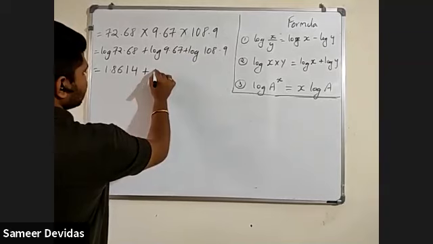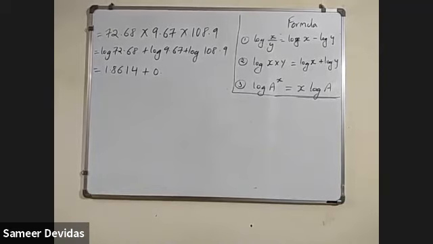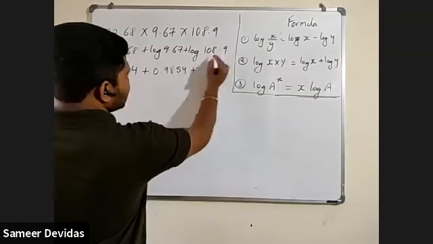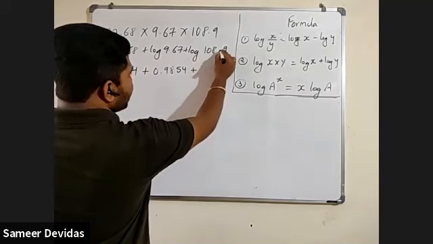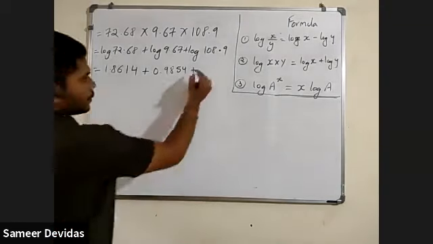Okay. Then plus log 9.67. So this is 0 point, under 96 under 7, you see. 9859. Plus this one, 108.9. What is the characteristic? 2. 10 under 8, you check.